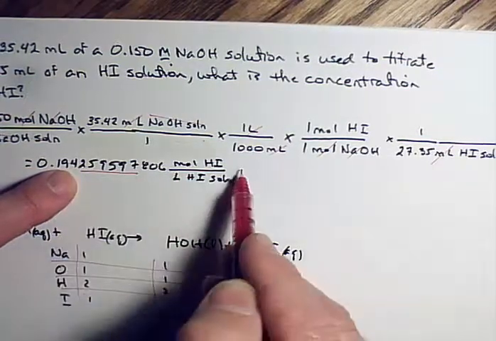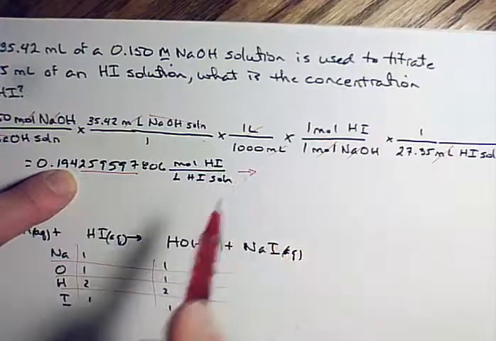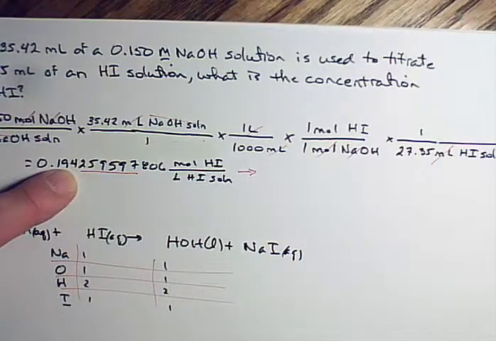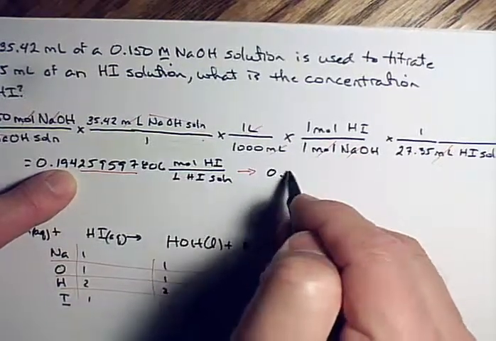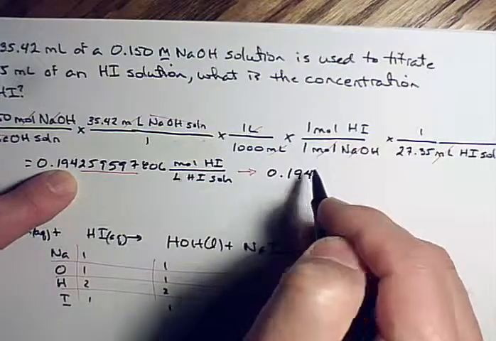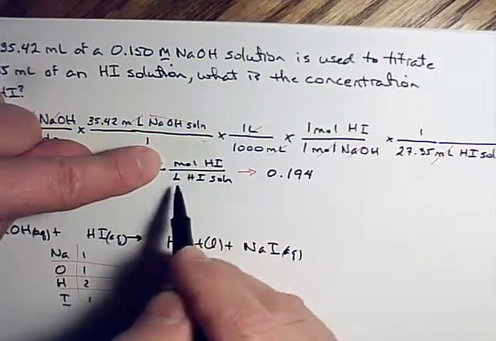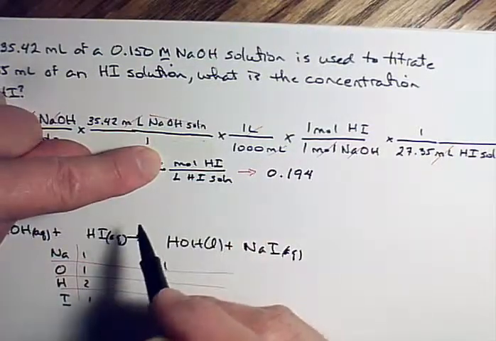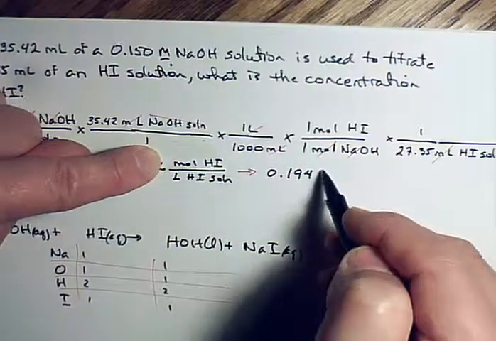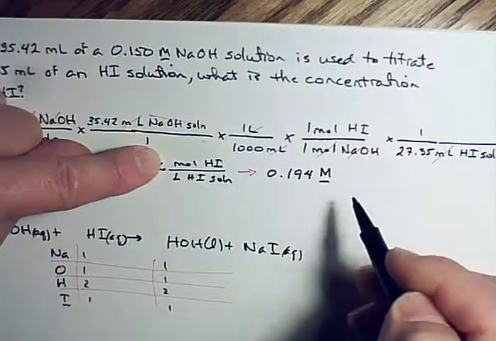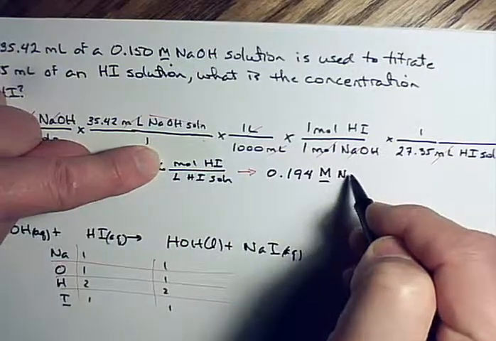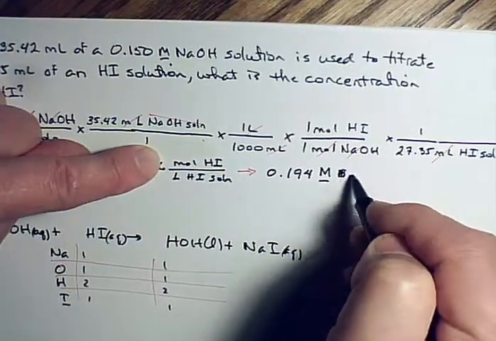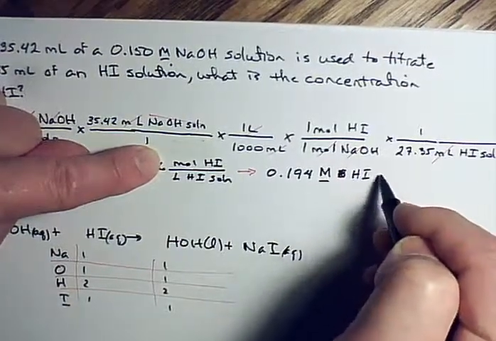Underline everything else. Draw an arrow. That's the only operator that's allowed to show you rounding off. We have 0.194 moles of solute over liters of solution is molar concentration, so we can symbolize that as a capital M with a line under it, and just say that's the, I'm sorry, not N, but HI solution.